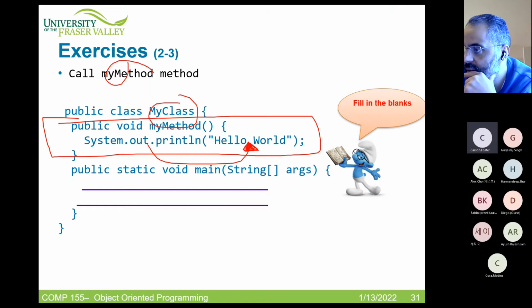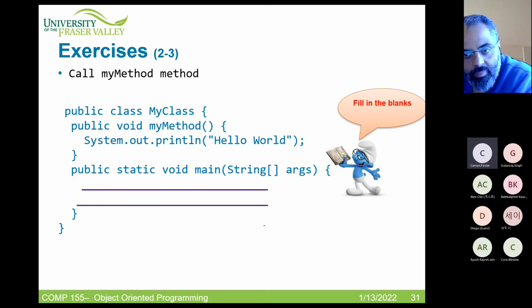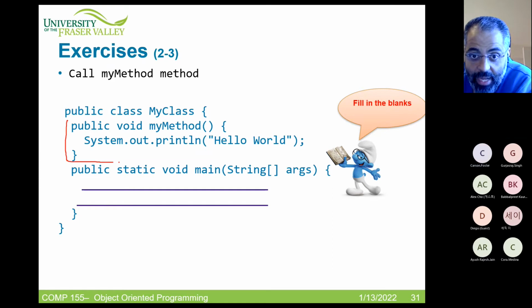I was a little confused on it at the start, but I think I have it. Go ahead, Kirsten. I'm a little confused because I don't see that you created an instance of the class. So how would you call a method?